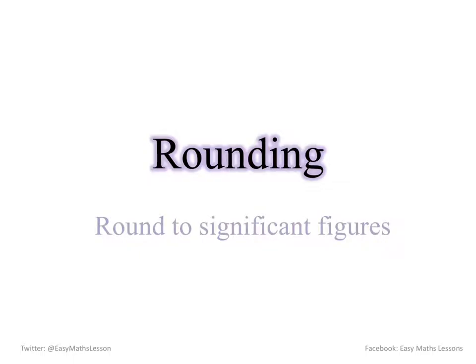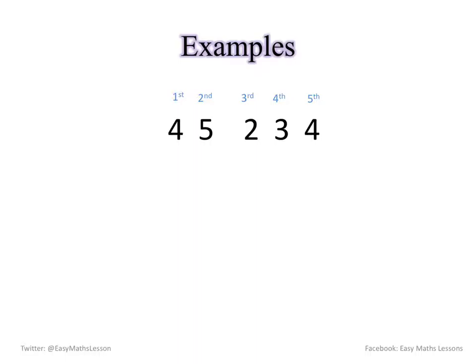Now the word significant means important, and that's exactly what we're going to do here. So we're going to round to the first or second or third most important digit in the entire number. Now I have got here for you the number 45,234. And on top of it, I have written first, second, third, fourth, fifth.